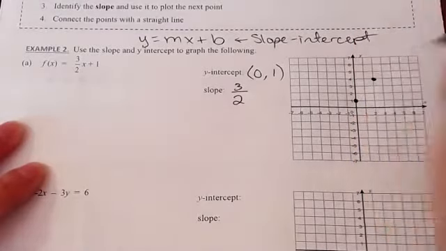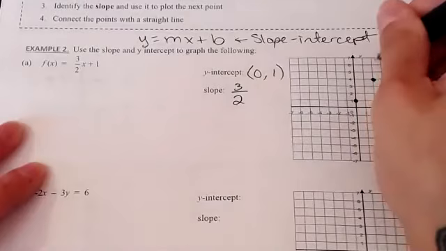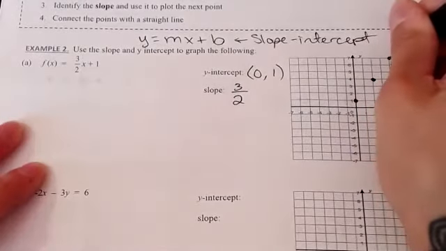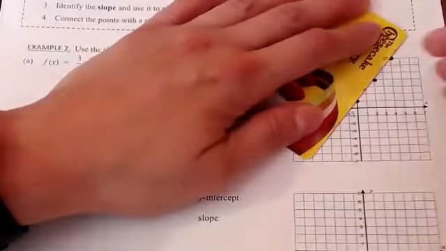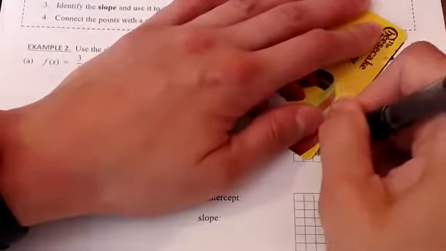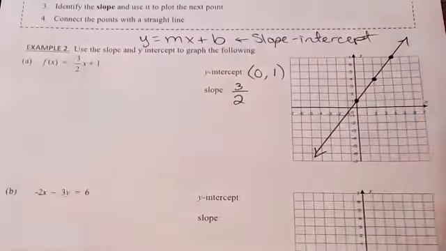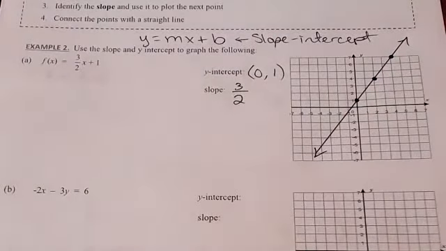That's all we really need. I could plot another point, so 1, 2, 3 over 2. And now I'm going to take my straight edge, connect the dots, and I have my line. It's funny. It kind of seems like we spent 2 or 3 weeks just learning how to do all this graphing. And now it's like, oh yeah, that's right. That's all I have to do.